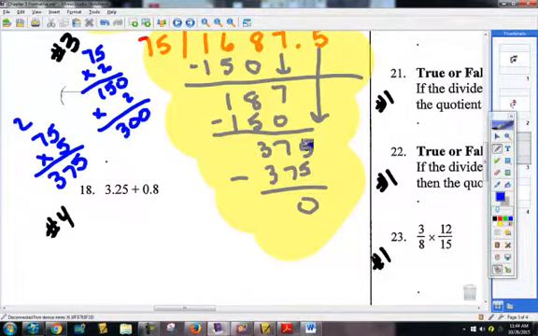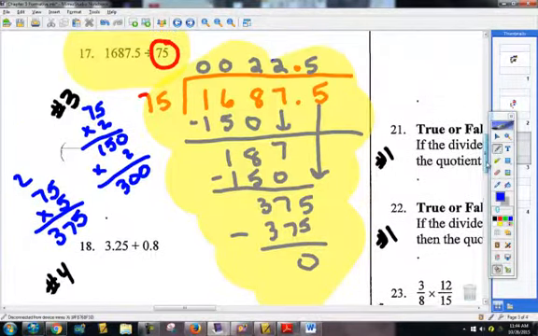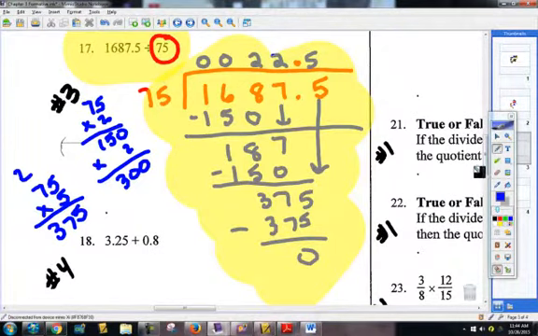Plus, you can just Google dividing decimals, long division of decimals, and you'll get stuff come up.